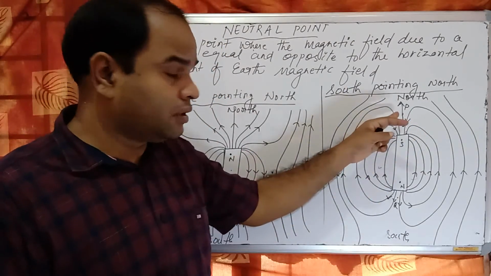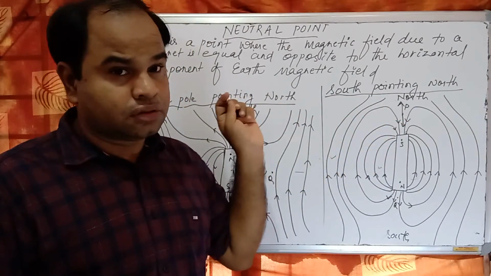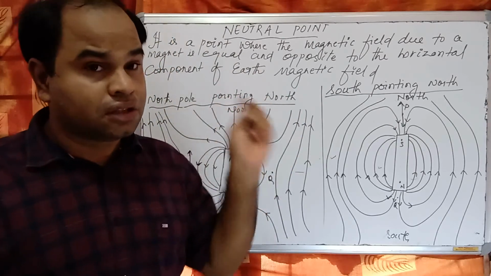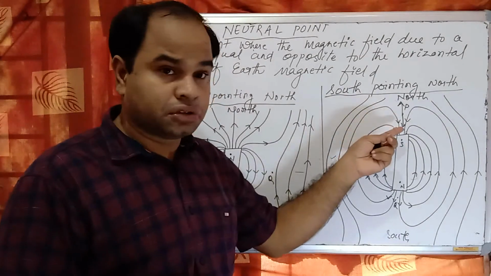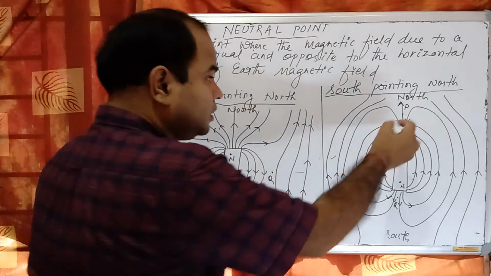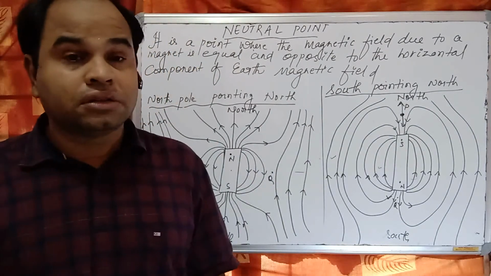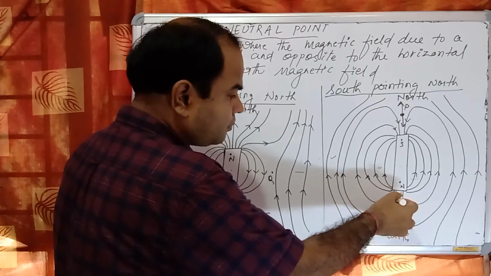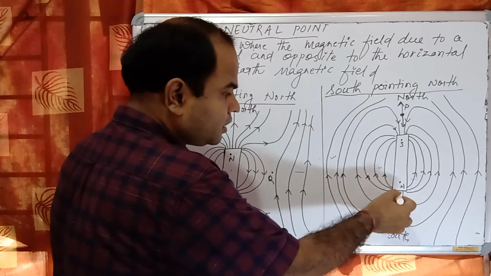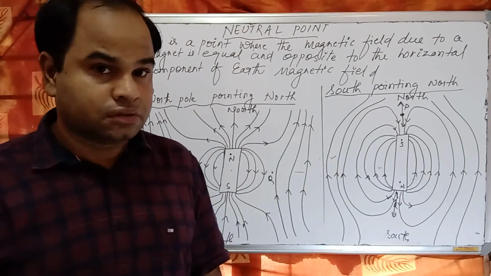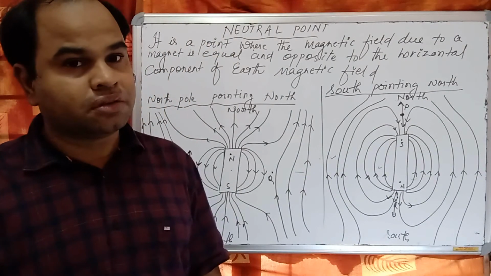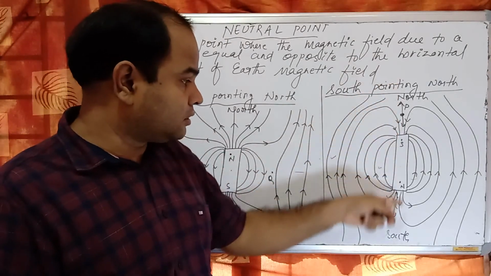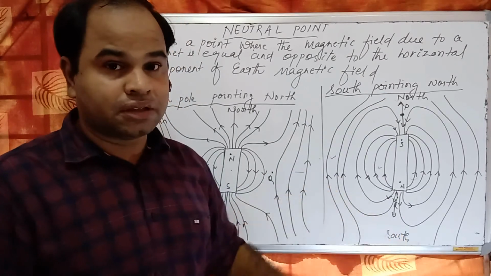So if at this point the magnitude of magnetic field strength of this bar magnet and earth magnet is equal and they are in opposite direction, they will cancel each other. So that means P is a neutral point. Similarly, Q, the same thing. Bar magnet direction is downward, earth magnet upward, so opposite direction. If the magnitudes are equal, then Q is a neutral point. That means this neutral point lies along the axial line of this bar magnet. Okay.